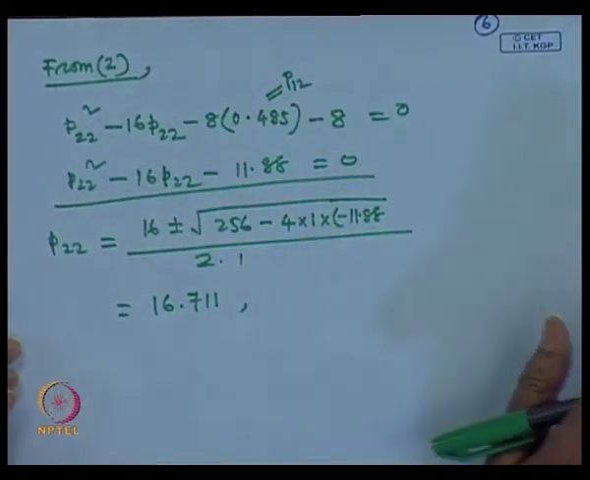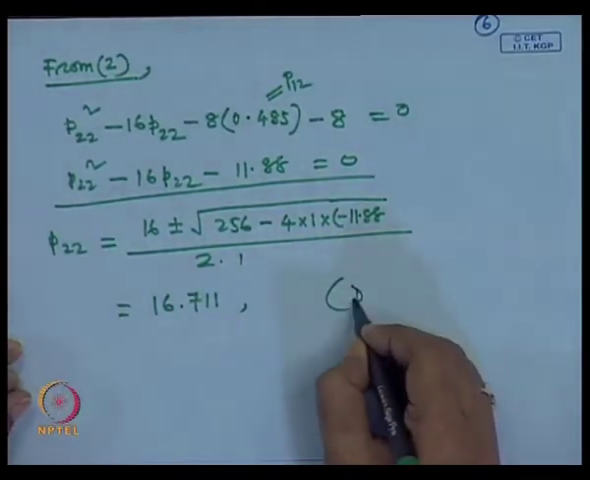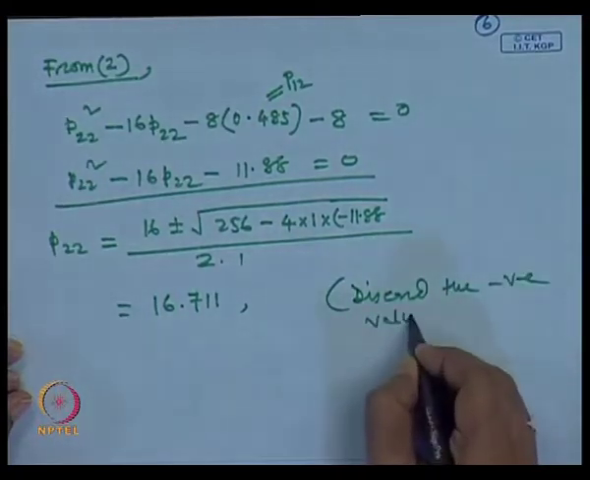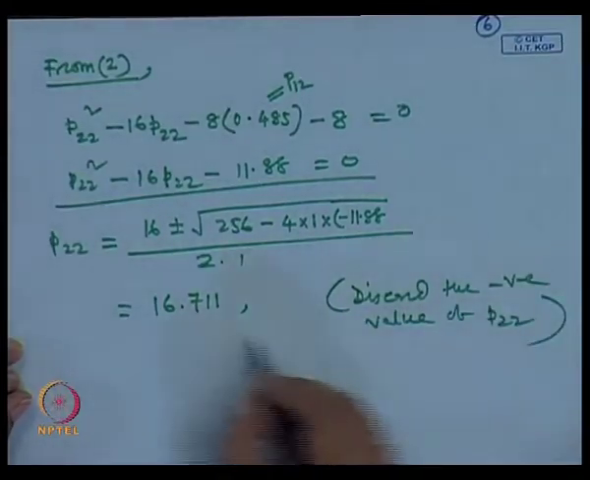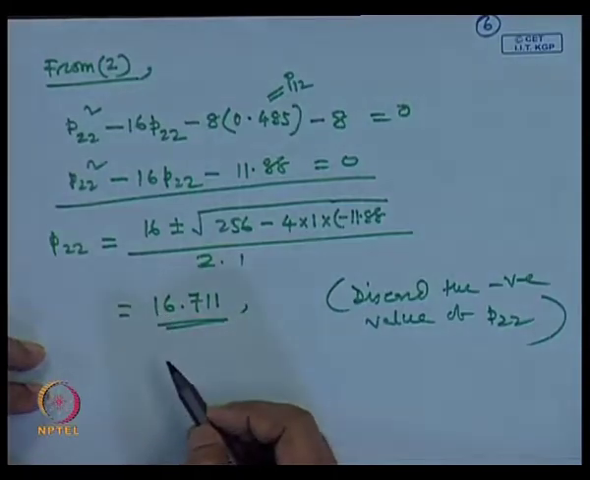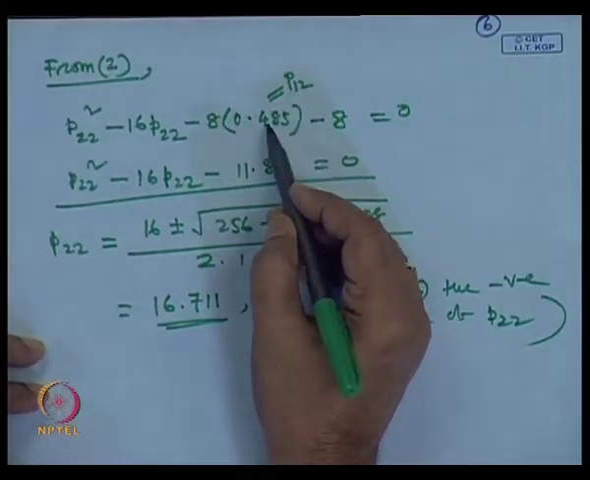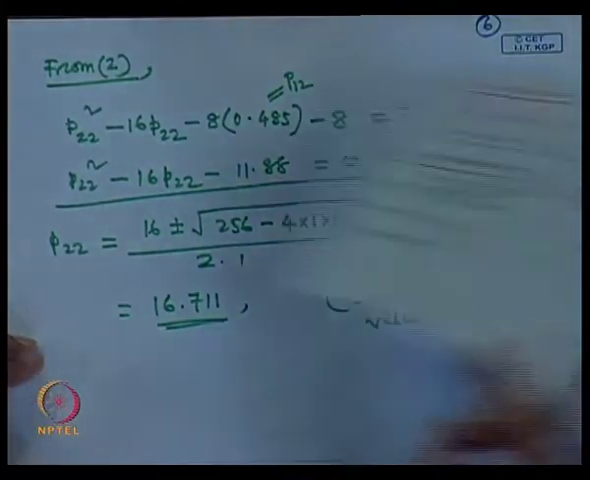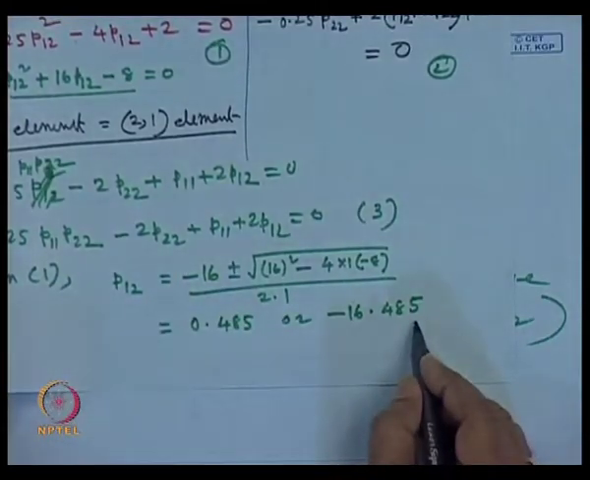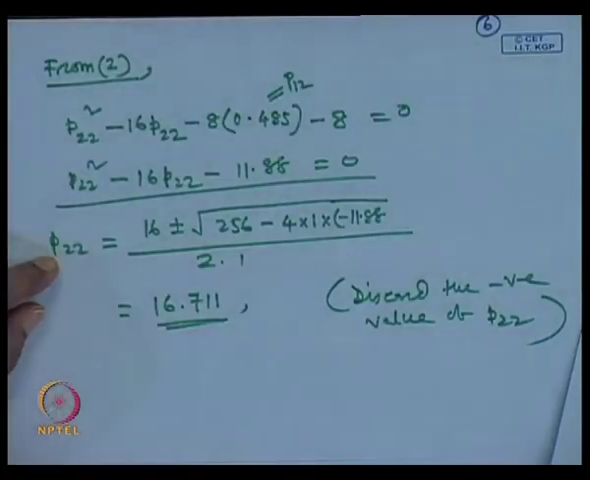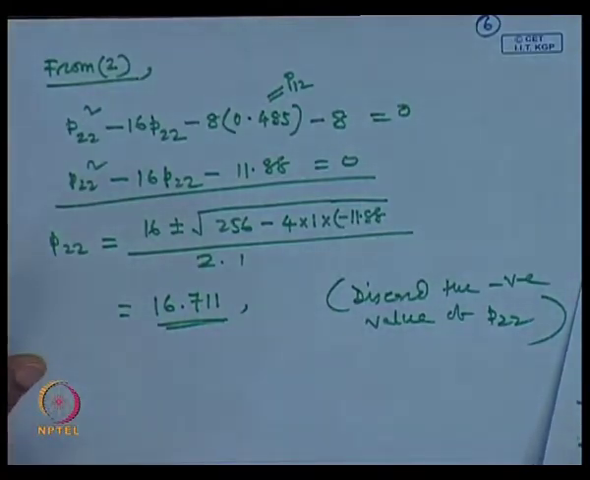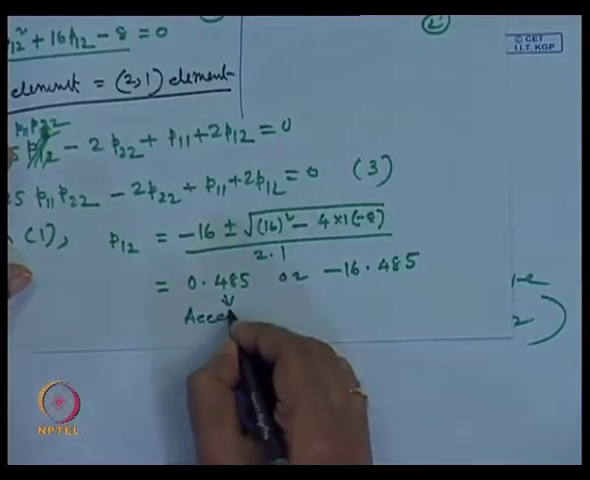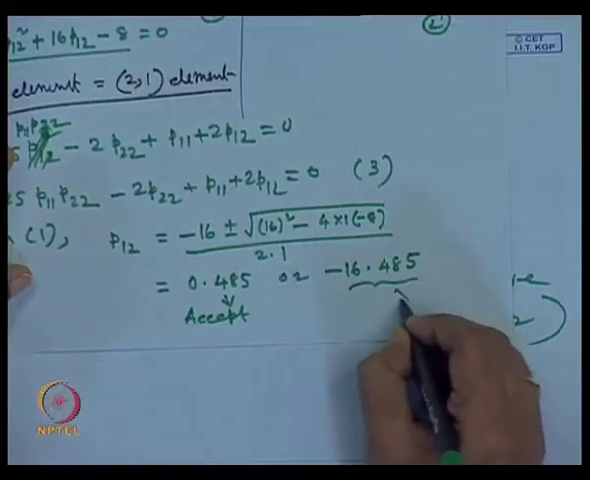So, we cannot discard the negative value of P22. We will consider this one, and this is positive definite. This is the one value of P12, which is 0.485. Suppose you consider the other value of P12, then you will get a complex solution of P22. So, we will not consider that value. We will accept this one.